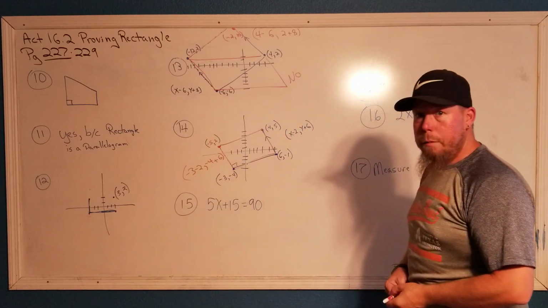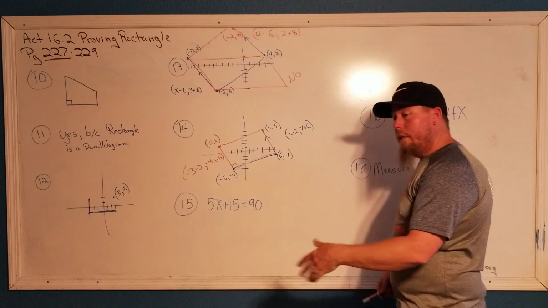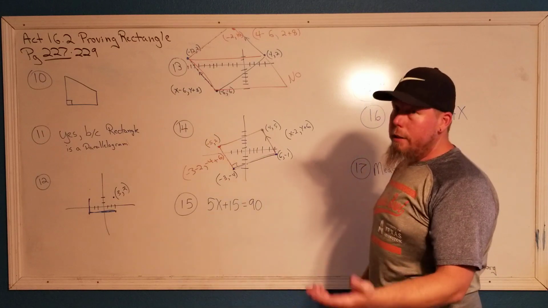Okay, and you can check your slopes to make sure you're doing it correctly. And that is one thing. If you're not sure, check your slopes. If it's not perpendicular lines, then it's not a rectangle.